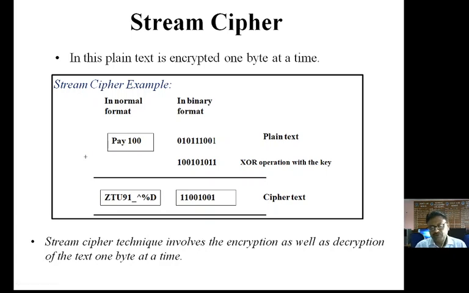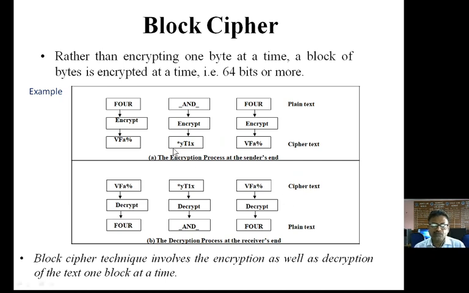So the stream cipher technique involves encryption as well as decryption of the text 1 byte at a time. But whenever we process a block of data at a time for encryption and decryption, that is known as a block cipher. So rather than 1 byte of the text being encrypted or decrypted, we take more bytes, which means a block, 64 bits at a time. So 64 bits of data are encrypted or decrypted at a time in the case of a block cipher. The block cipher technique involves encryption as well as decryption of the text 1 block at a time, and the block may be 64 bits or more.